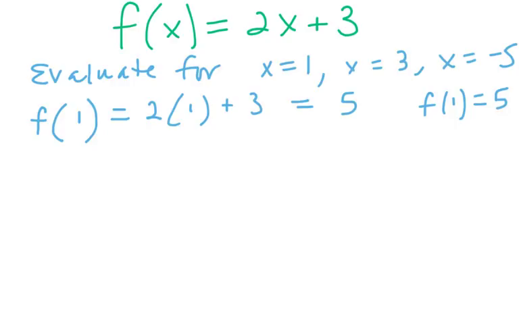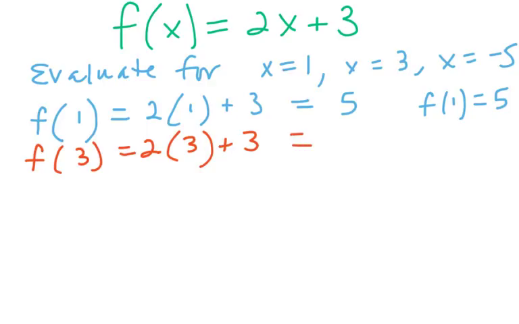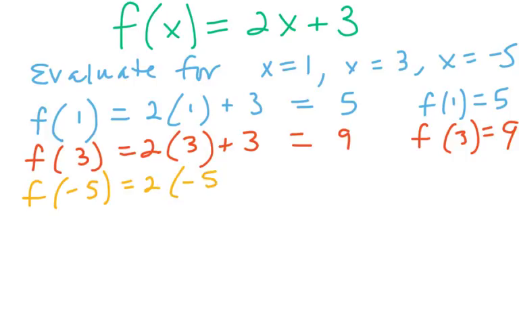Alrighty, let's try for x equals 3. f of 3 equals 2 times 3 plus 3. Again, we're saying the function for an x value of 3 equals 2 times 3 plus 3, which is 6 plus 3, which is 9. So we can say f of 3 equals 9. And let's do the last one. f of negative 5 equals 2 times negative 5 plus 3 equals negative 10 plus 3, which is negative 7, or f of negative 5 equals negative 7.